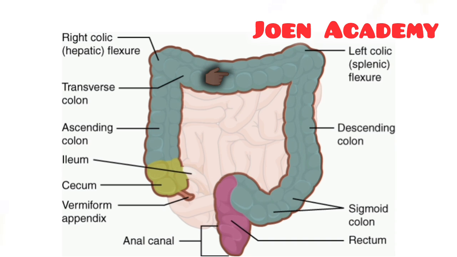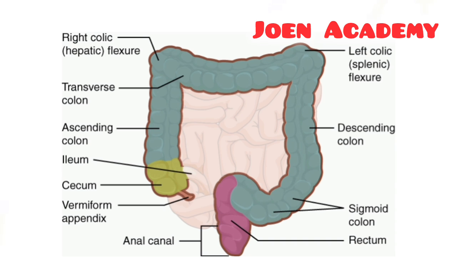Next is the transverse colon, the longest and most mobile part of the large intestine. It extends across the abdomen from the hepatic flexure on the right to the splenic flexure, also known as the left colic flexure on the left. The splenic flexure is situated higher and more posteriorly than the hepatic flexure, anchored by the phrenicocholic ligament.